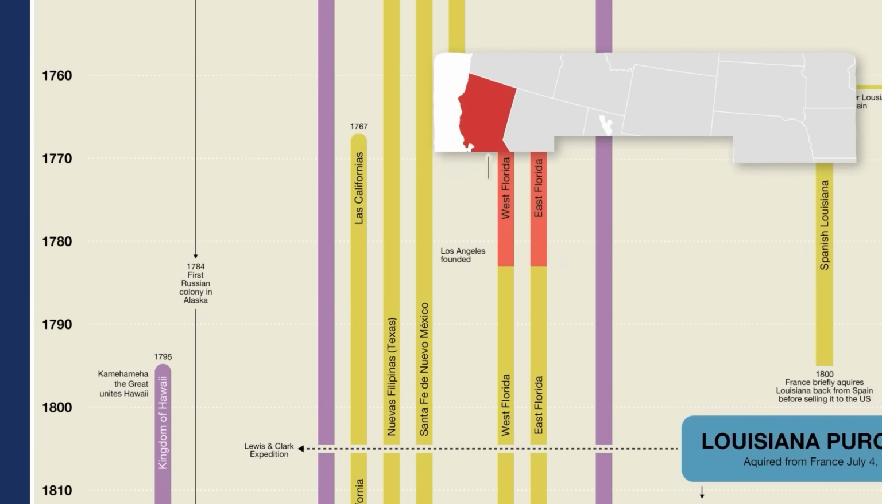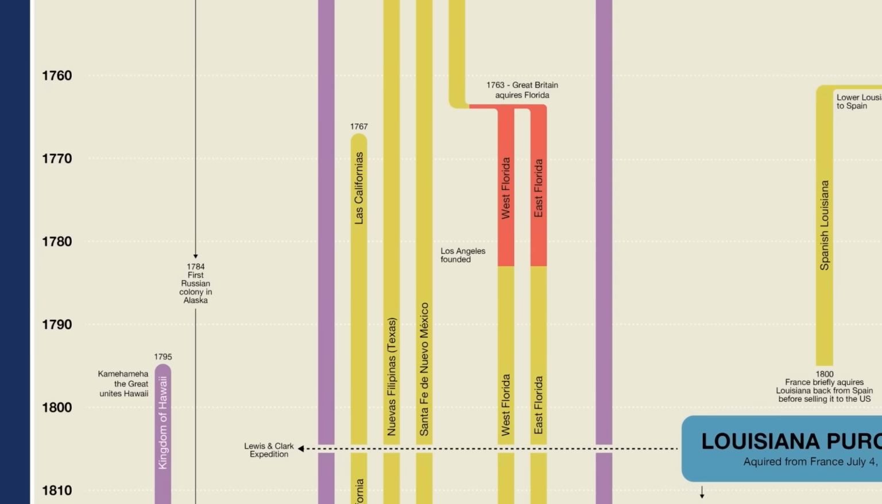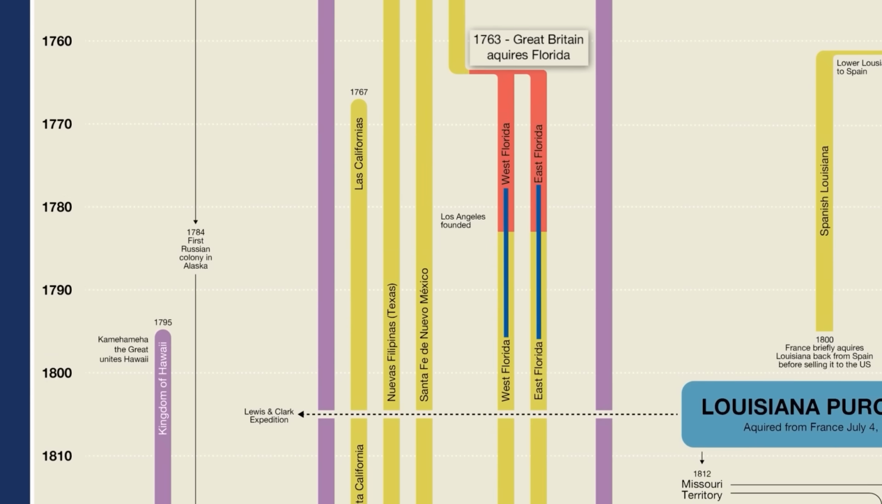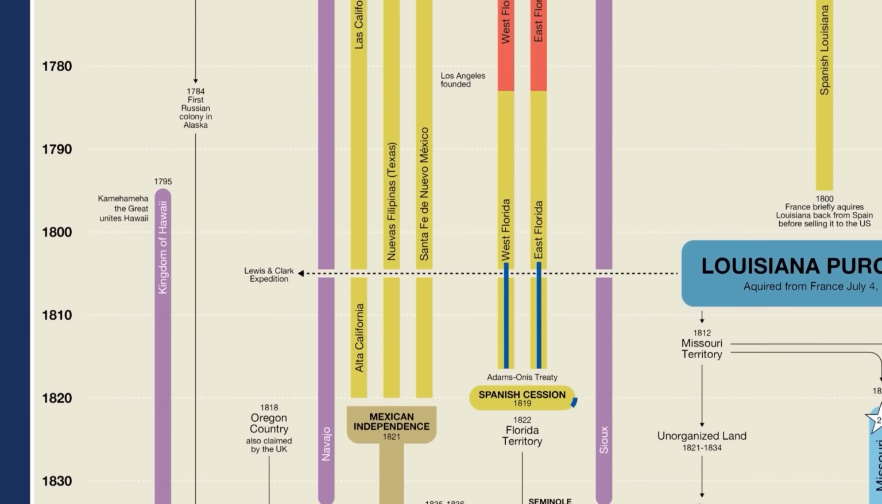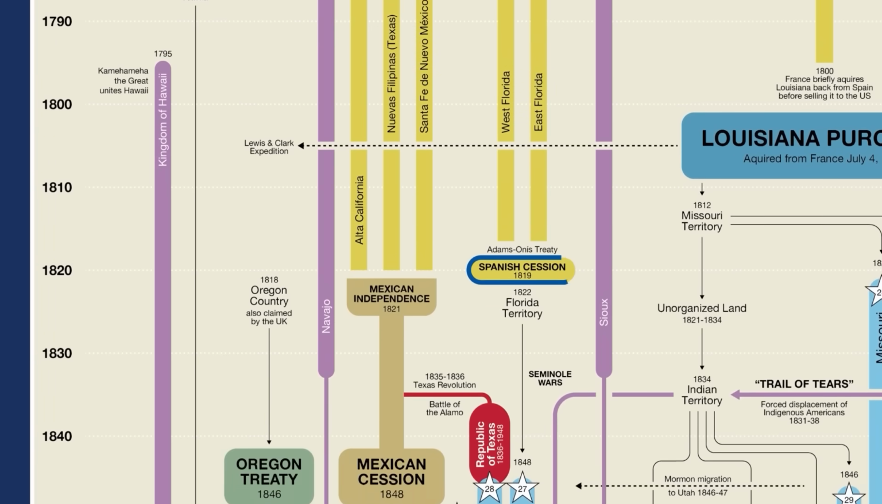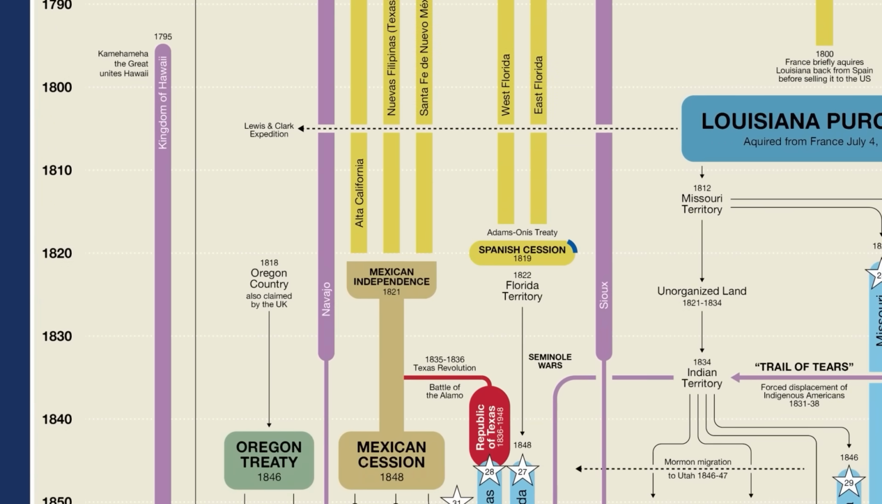I'll also point out that in 1763, at the end of the French and Indian War, Britain actually acquired Florida for a while, which at that point was divided into West Florida and East Florida. But then Spain got it back before finally ceding it to the US in 1819. Now, just like the 13 British colonies eventually achieved independence and became their own country, so did the Spanish colonies. They became Mexico in 1821.